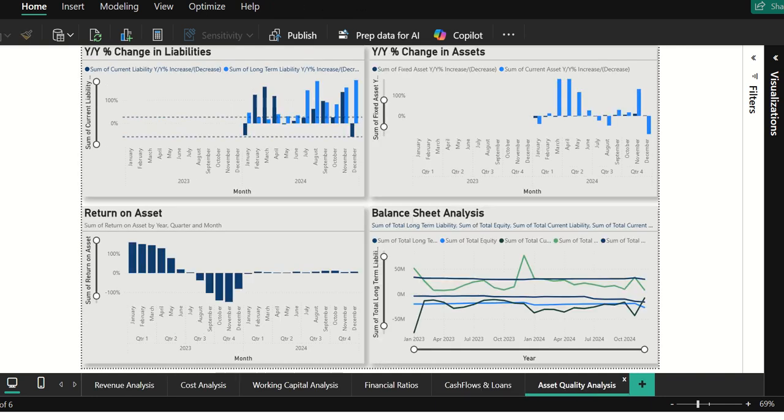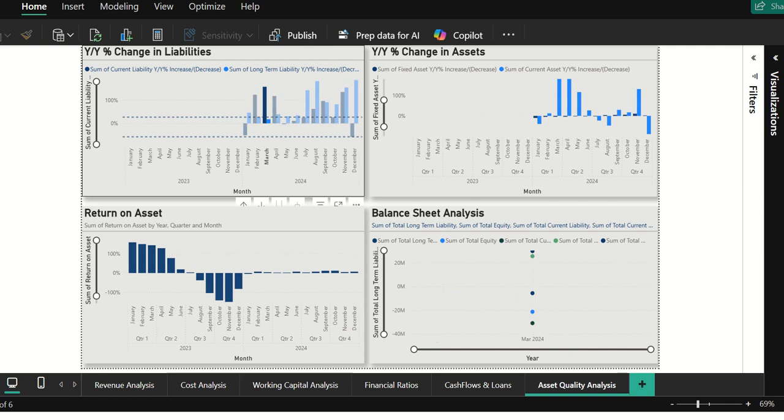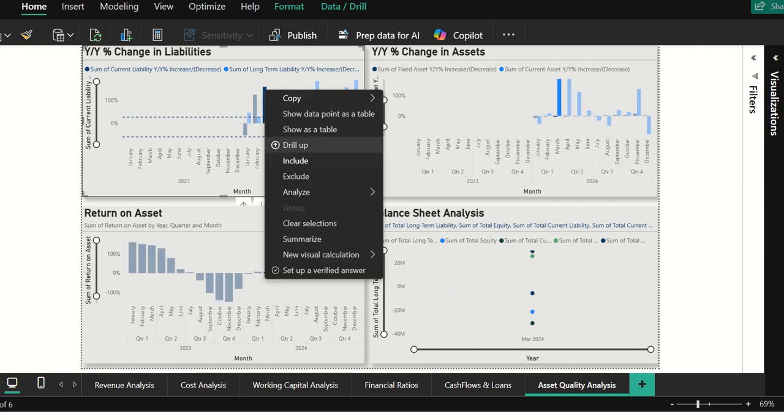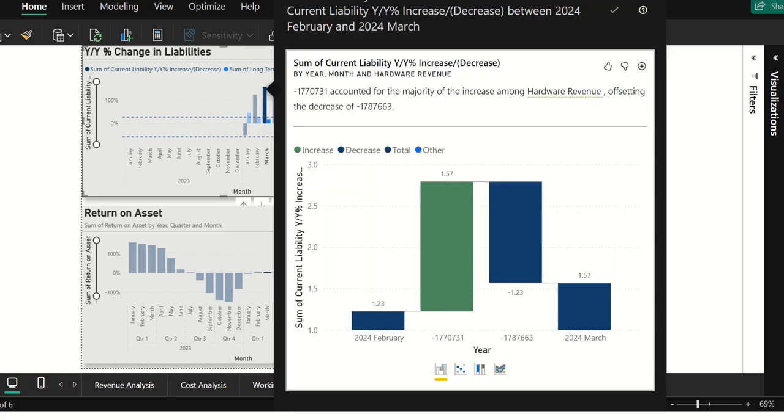Then at the end of the day, you now look at your asset quality. Let's look at the year-on-year change in liabilities, year-on-year change in assets, return on assets, and then the balance sheet analysis. So you can see whether your changes in current liabilities and long-term liabilities were an increase or decrease. You can see this over a period of time. Yes, there was an increase in current liabilities in here. Why? I'm here to tell you why that is if you analyze it properly.